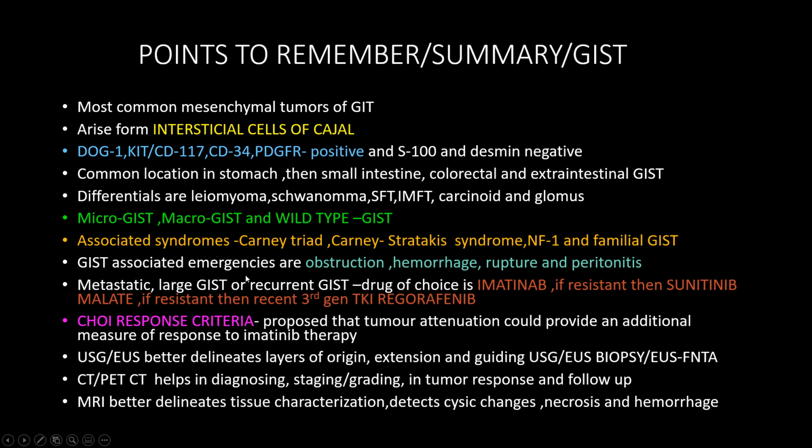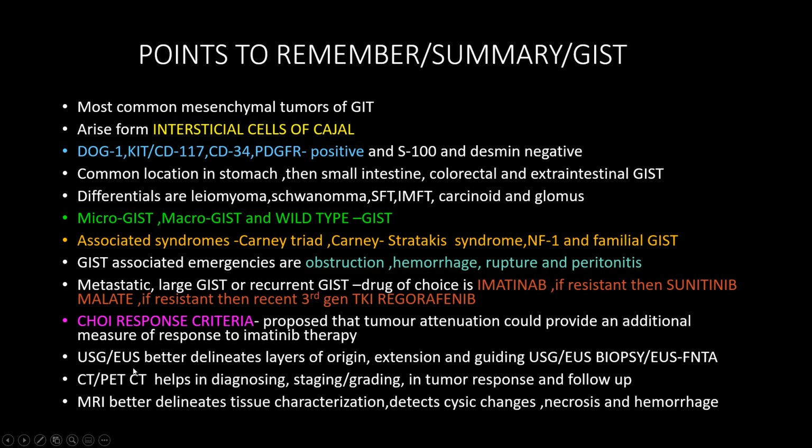What are the associated emergencies? Obstruction, hemorrhage, rupture, and peritonitis. For metastatic or large GIST or recurrent GIST, the drug of choice is imatinib. If resistant, then sunitinib. And if resistant, the third generation is regorafenib. The criteria used is the Choi response criteria, which proposes that tumor attenuation could provide an additional measure of response to imatinib therapy.